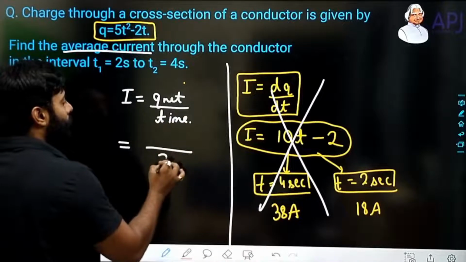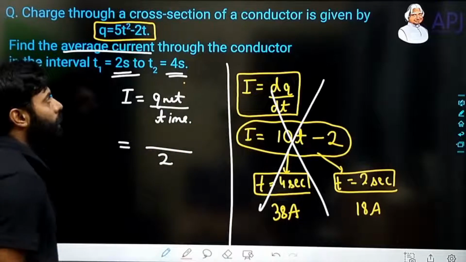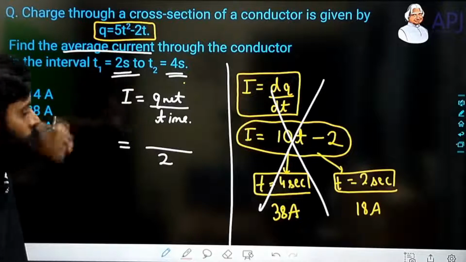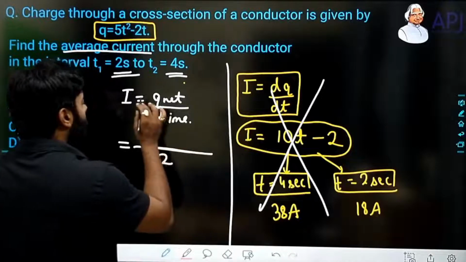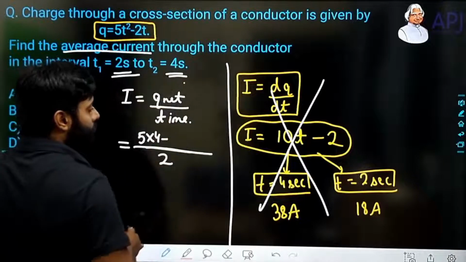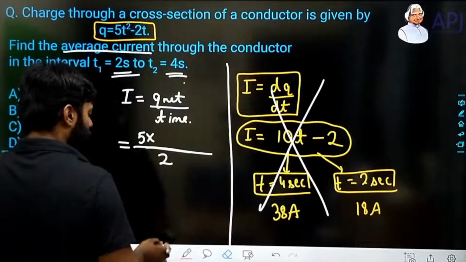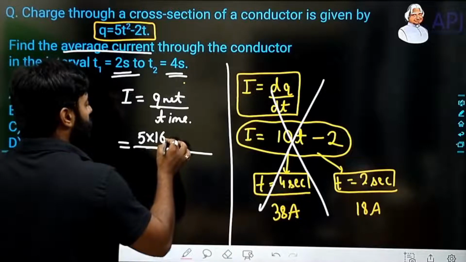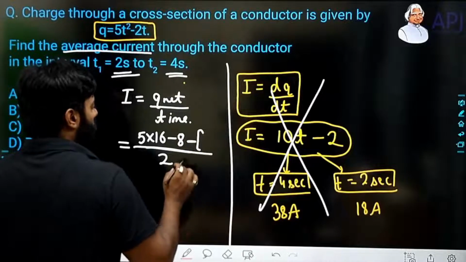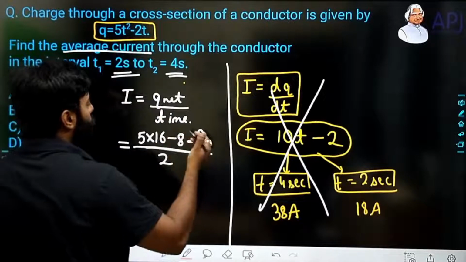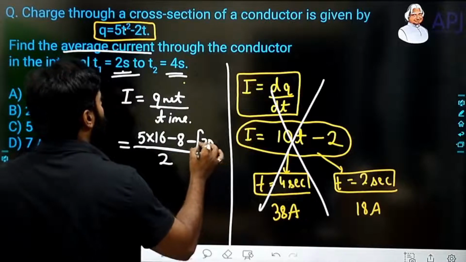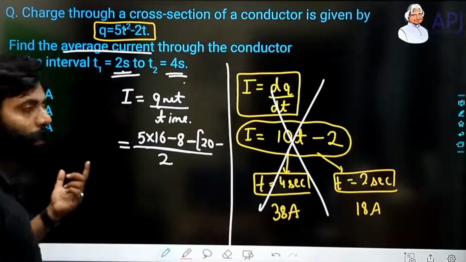The time here is 2 seconds. The interval given to us is 2 seconds, right? You have to directly substitute these values here. So I'll be getting 5 into 4 to the power 4, that is 16, minus 8. Then you substitute 2 here: 5 into 4 is 20, it will become 4 here, so 20 minus 2 into 4.